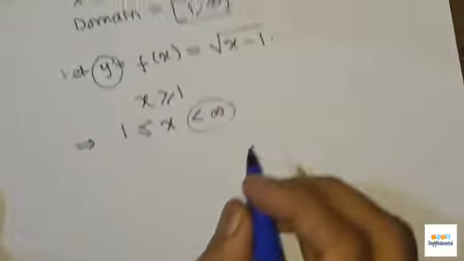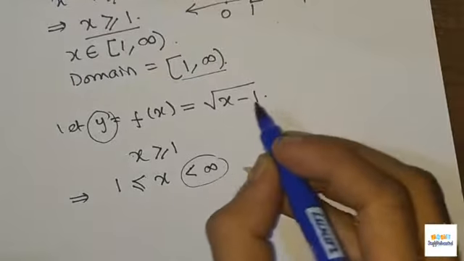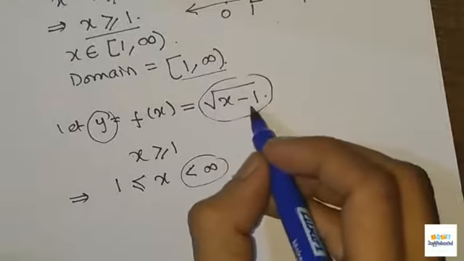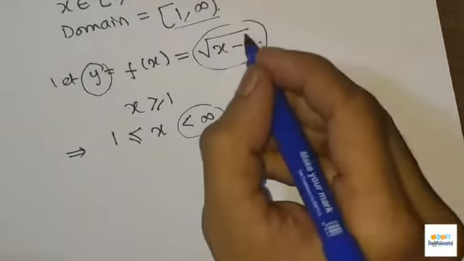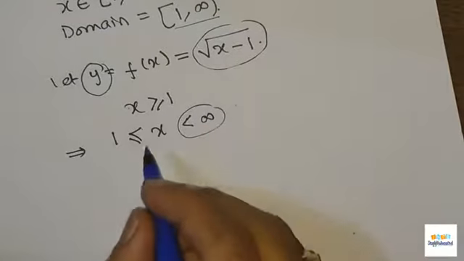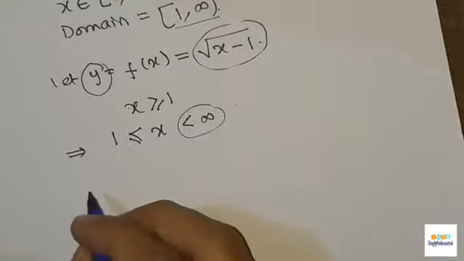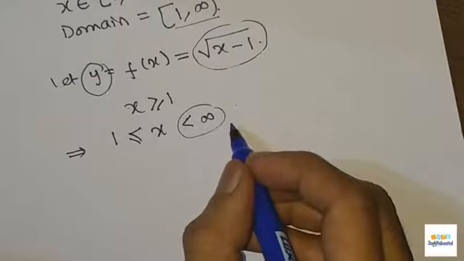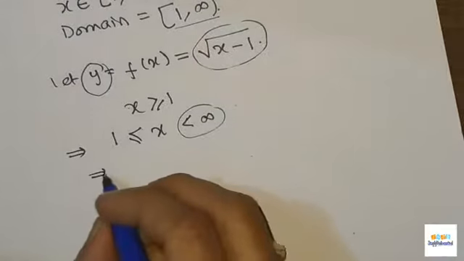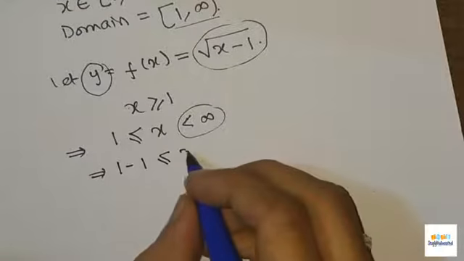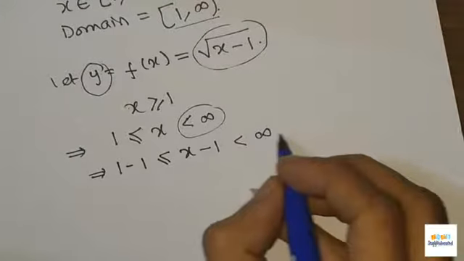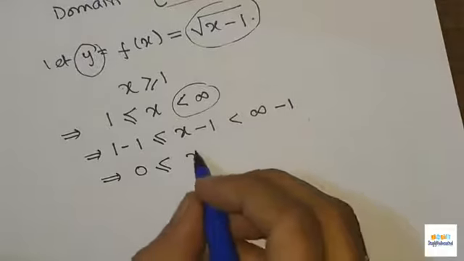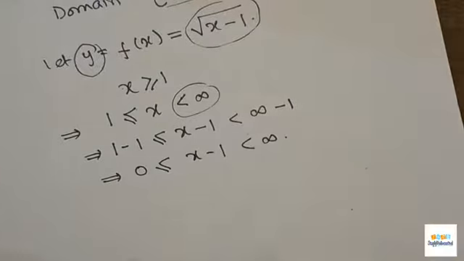Now what we want is, we want to find y. So we want to find root of x minus 1. Now here in the root, first we have x minus 1, so we have to get x minus 1 here first. So how to get x minus 1 in the inequality? Just subtract 1 throughout the inequality. So 1 minus 1 less than or equal to x minus 1 less than infinity minus 1. So that means 0 is less than or equal to x minus 1 less than infinity.